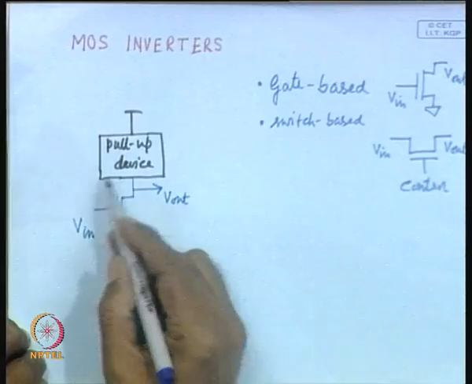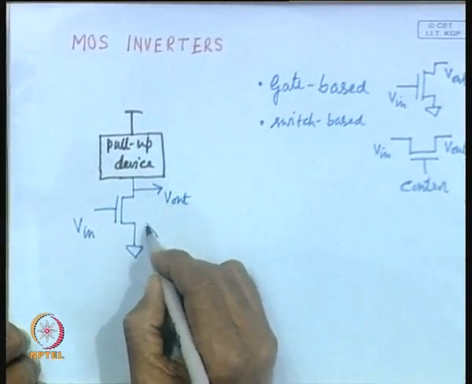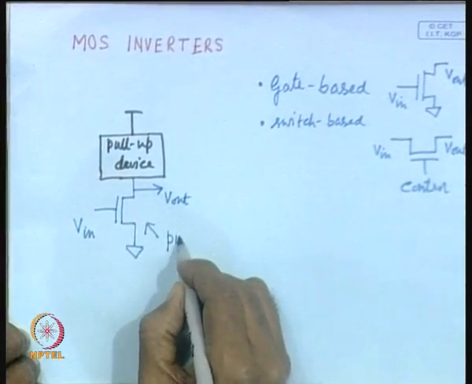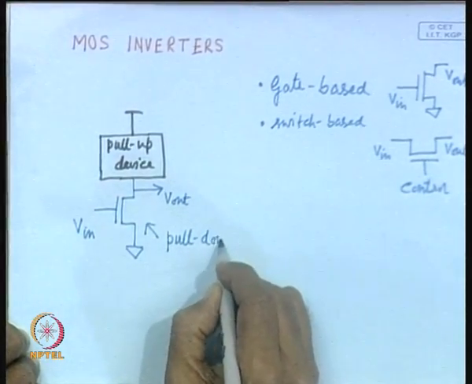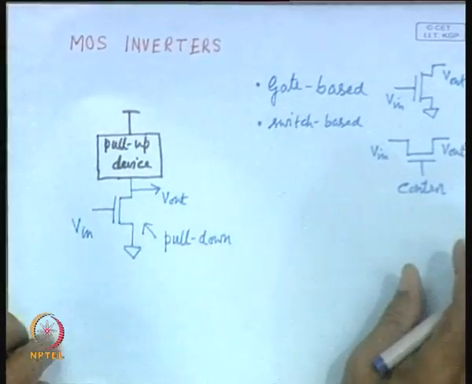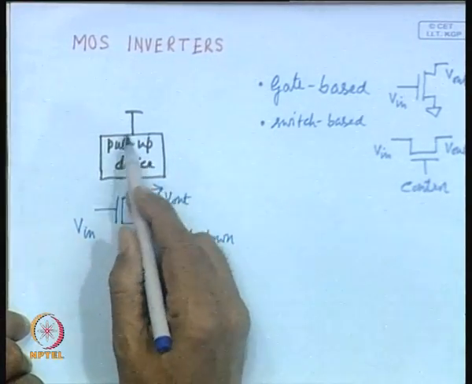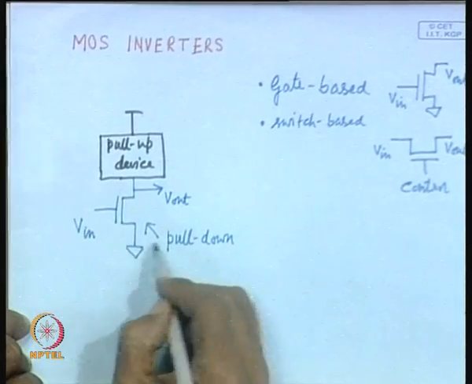Now, in this particular structure, this NMOS transistor is called the pull down device, and the upper one is called the pull up device, and as we shall see, the pull up device can be realized in a number of ways. That is why I have not drawn any transistor or anything, but we shall see what the different alternatives available are. You may be asking why we are giving the name pull up device, pull down device.